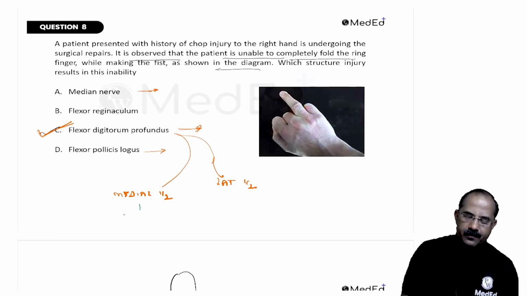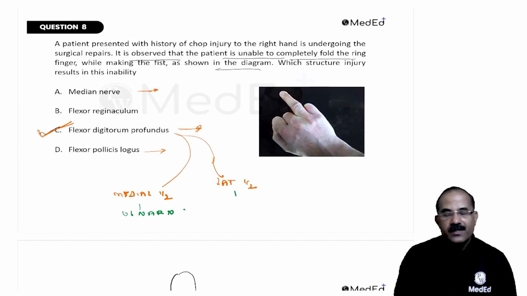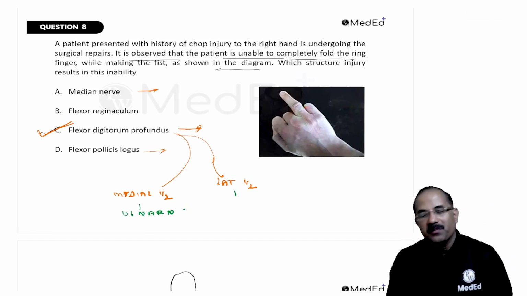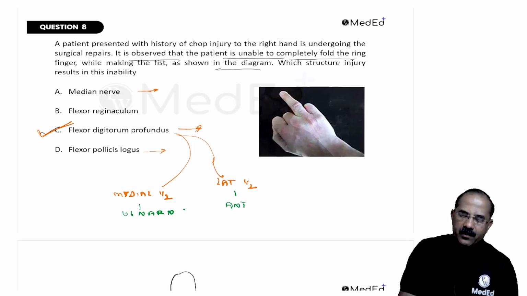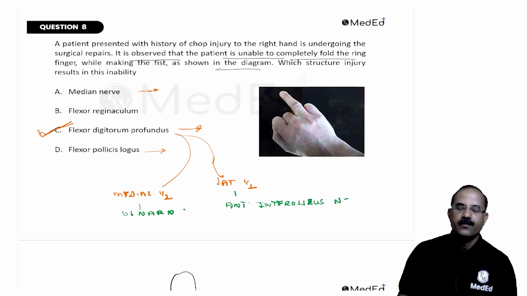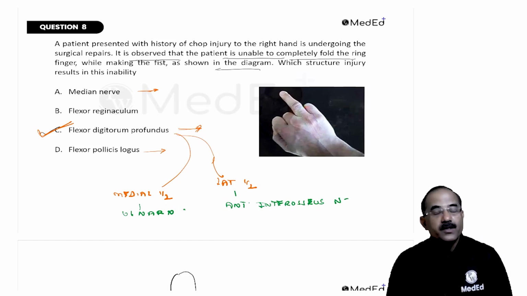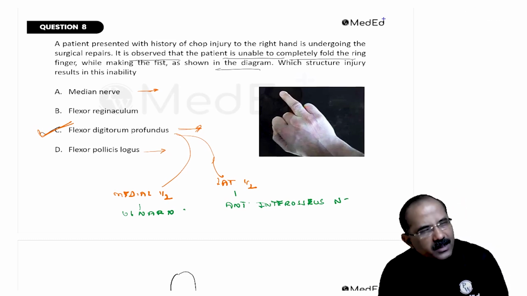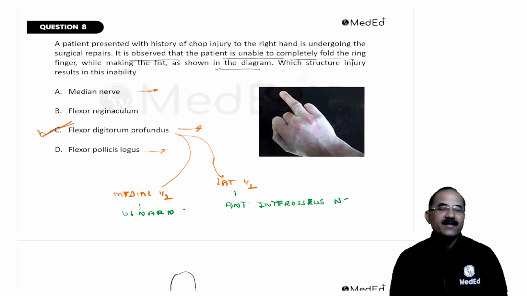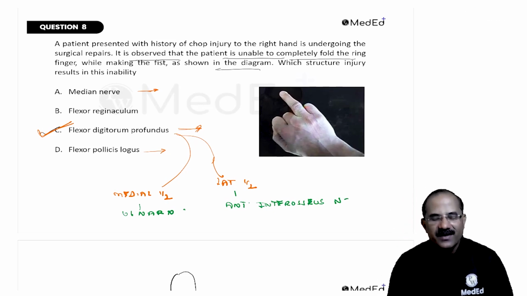Ulnar nerve. And the lateral half is supplied by a branch of median nerve, and that is known as the anterior interosseous nerve. Anterior interosseous nerve. Median है बच्चा, but specifically it's a branch of median nerve. Name is anterior interosseous nerve.